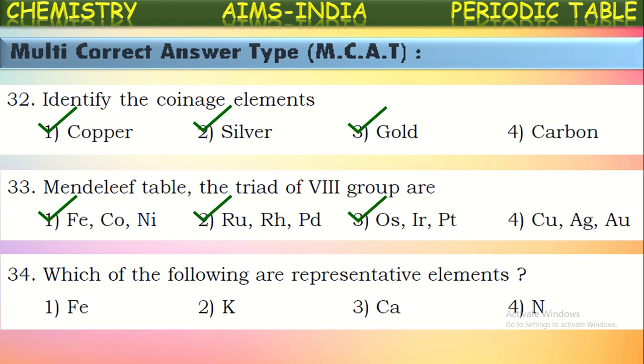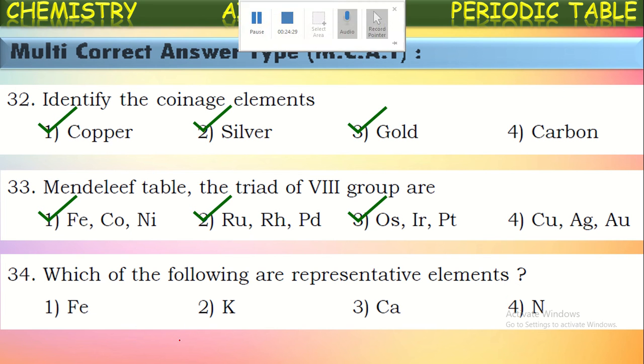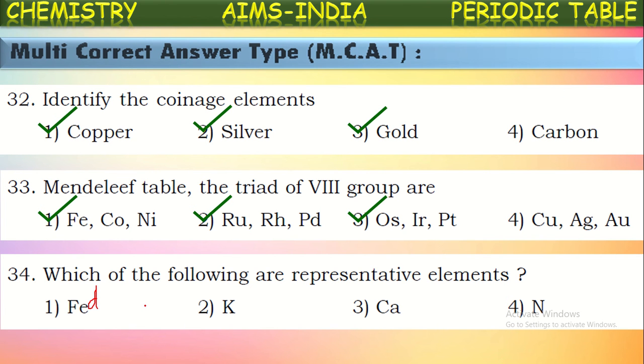Next, which of the following are representative elements? So yes, we said representative elements means the elements which belong to the S and P blocks together, considered as representative elements except noble gases. Now if you observe here, iron is a D block element. Potassium is an S block element, and calcium is also an S block element. Nitrogen is a P block element. Now, these three elements, potassium, calcium and nitrogen, are called representative elements, whereas iron is a transition element.